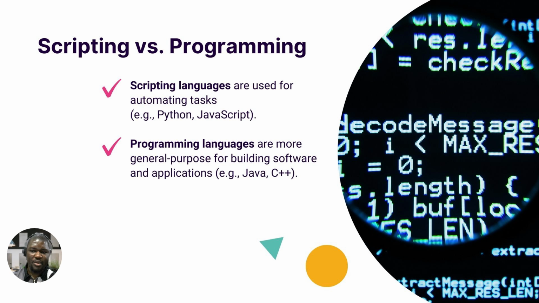Scripting versus programming. One will be asking, what is scripting? What is the difference between scripting and programming? Scripting languages are used for automating tasks, for example, Python and JavaScript. Programming languages are more general purpose for building software and applications, for example, Java and C++.